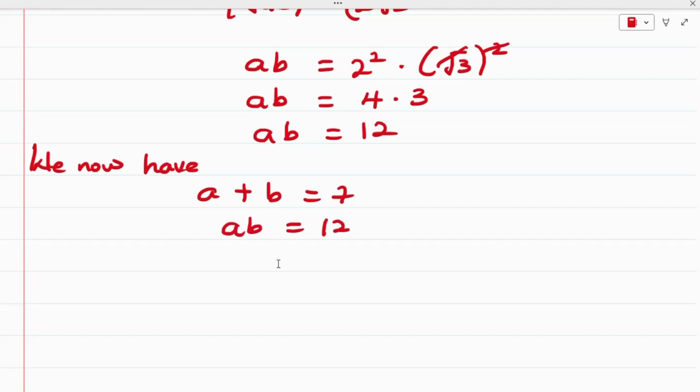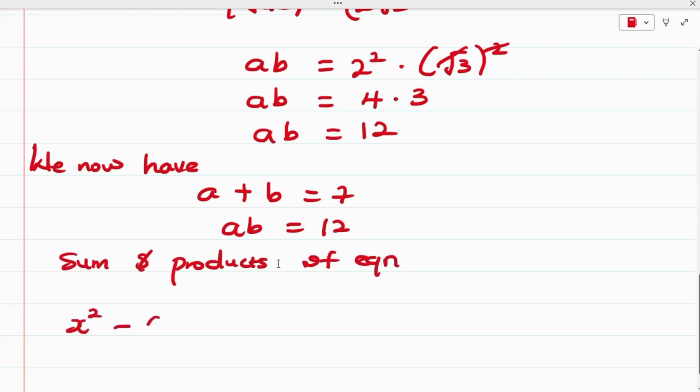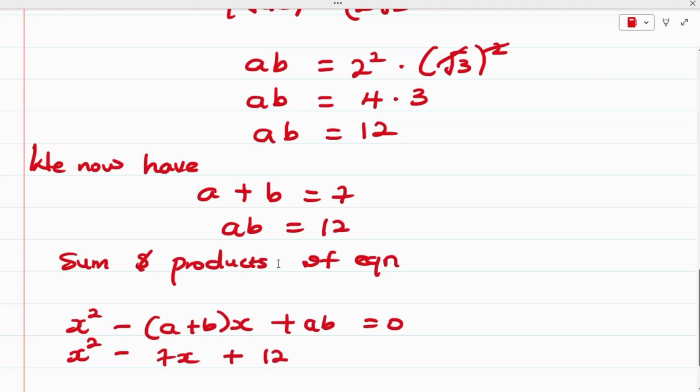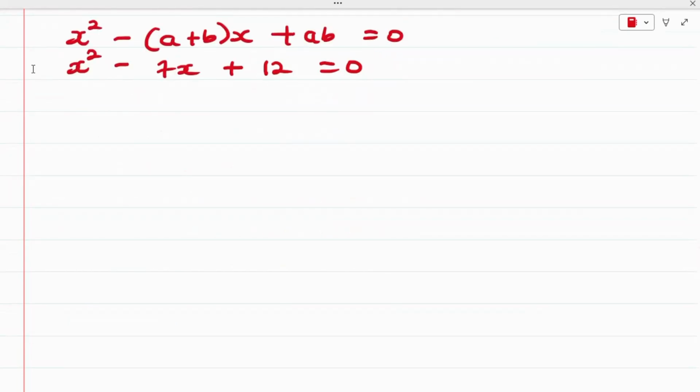So the next thing guys we want to do is to simply apply the sum and product of the roots. We have this to be x squared minus (a plus b)x plus ab, and this is equals to 0. So we are simply going to apply the sum and product of the roots of a quadratic equation. So that is it right here. And this becomes x squared minus (a plus b is 7)x plus (ab is 12), and this is equals to 0. So we want to simply solve this.